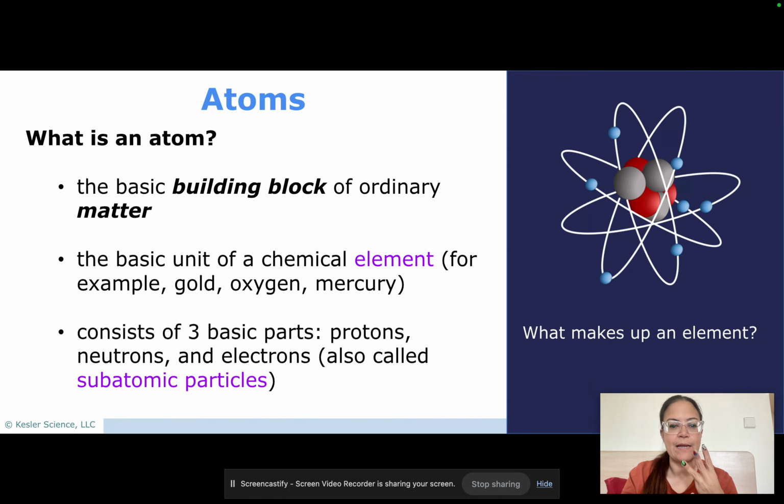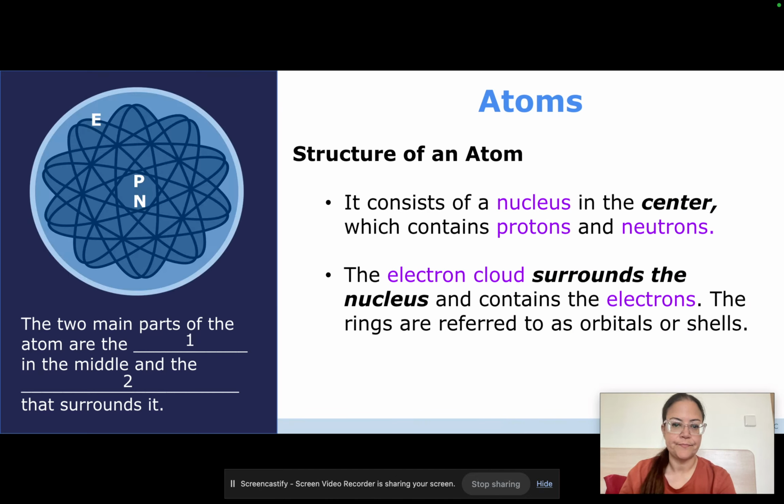It consists of three basic parts: protons, neutrons, and electrons. And these three things are all called subatomic particles. So subatomic, sub means below. So it is smaller than an atom. It's a part of an atom, a particle. Subatomic particles. Protons, neutrons, electrons, all three.